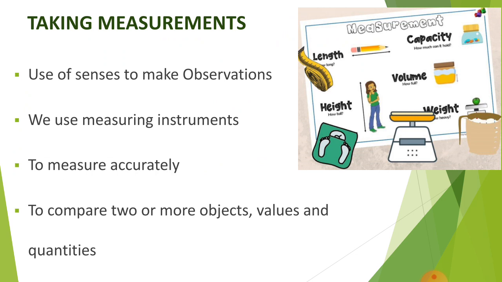Taking measurements. We use our five senses to make the observations. However, to make the measurements accurate and correct, we use the measuring instruments. So, the measuring instruments are very important to measure accurately and to compare two or more objects, values, and quantities. We know about many measuring instruments like you can see in the figure: a weighing scale, a measuring scale, an inches tape, and a weighing balance. These are all the measuring instruments.